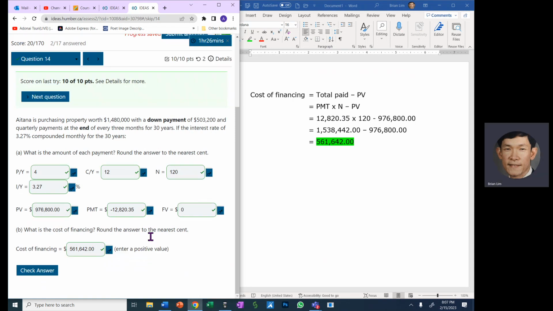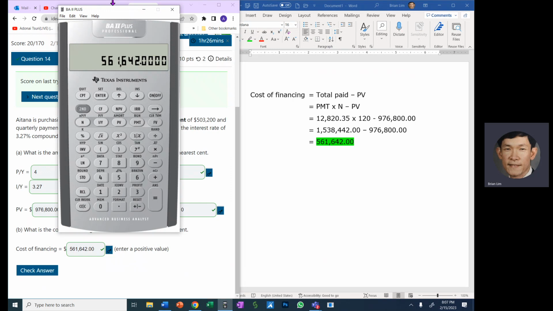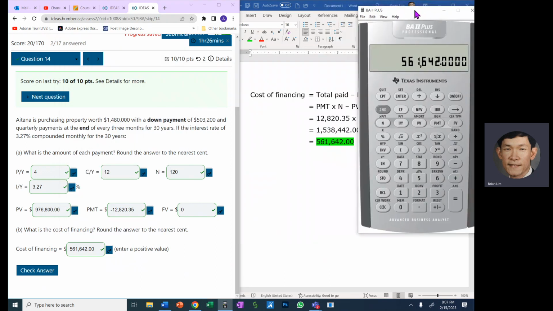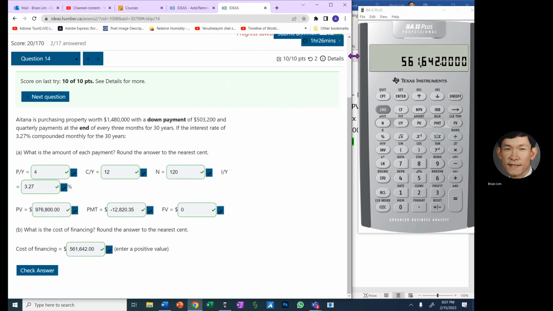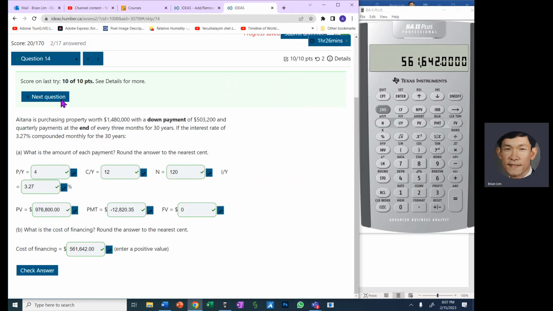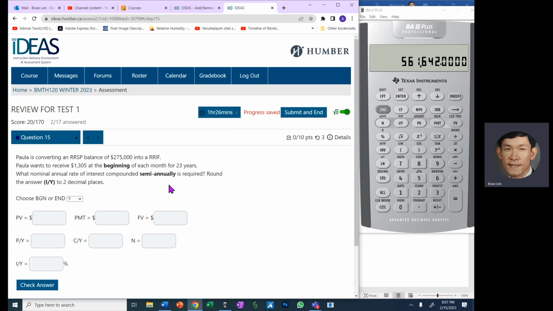We check our answer and everything is well. So that is very good. We did it correctly and we're very pleased. And we can now move to the next question. All right, so let's go to question number 15.